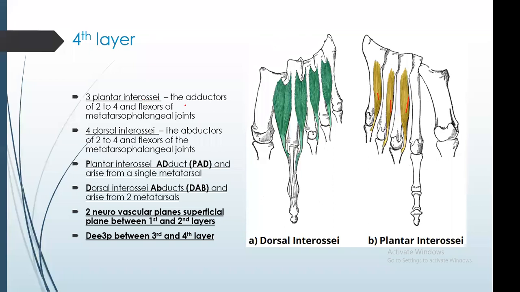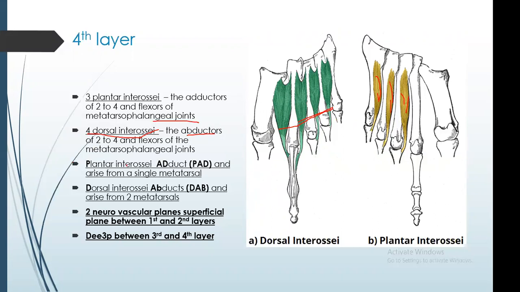The three plantar interossei, the adductors from 2 to 4, and the flexors of the metatarsophalangeal joints. The one in the yellow, these are the plantar interossei, which is below, and superior to this are the dorsal interossei, the abductors of 2 to 4. From 2 to 4, these are the abductors of these metatarsophalangeal joints.